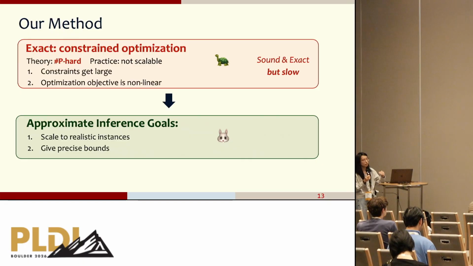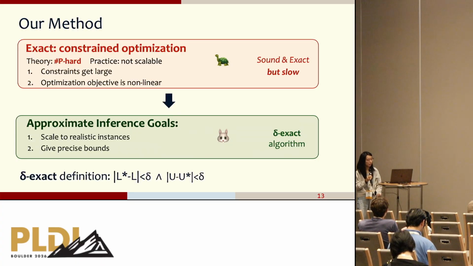We want it to scale to realistic instances. For instance, there are lots of very large scale program analysis tasks encoded in probabilistic Datalog. They may cover hundreds of thousands of facts. So we want our approximate inference to achieve this kind of scalability. And then we also want it to give precise bounds. So how do we define precision here? It's called delta exact. It simply means that the bound we computed, L and U, is within delta distance of the ground truth interval L star and U star.